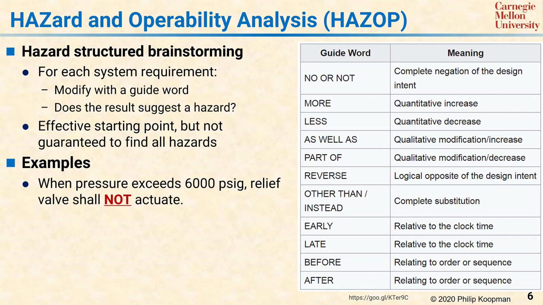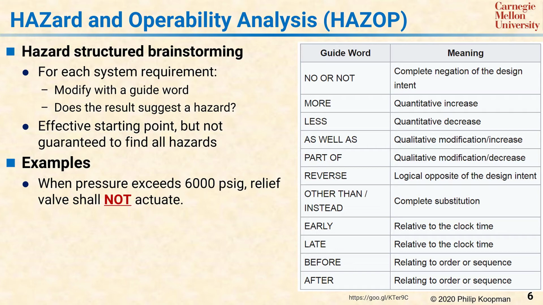Well, if the relief valve stays closed and you have an overpressure situation, that sure sounds like a hazard to me. And so you will take that one requirement and insert every single guide word in it. More, less, part of, reverse, early, late. For example, if the relief valve actuates late, that's certainly an issue, although potentially not as bad an issue as it never actuating. After you go through the guide words, you'll find out that some of them make sense, and some of them just kind of don't make sense or aren't that interesting. You record the ones that sound like genuine hazards, and that's how you do your brainstorming.